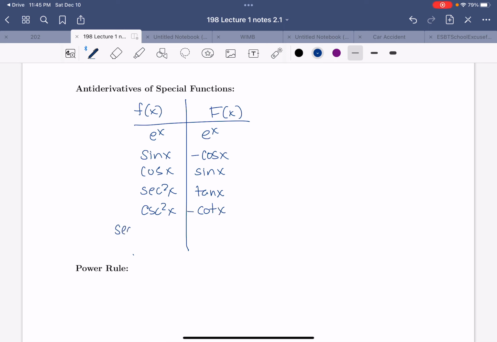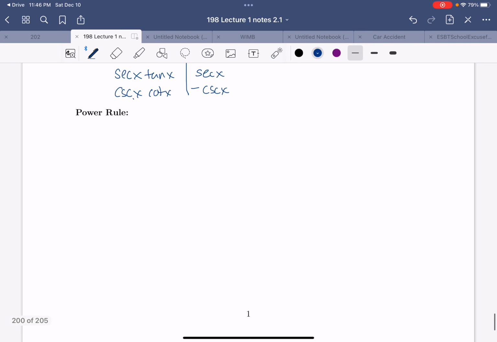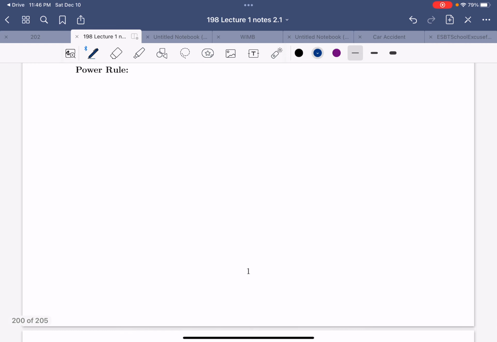Secant x tangent x: the antiderivative for that is secant x, because that's the derivative of secant x. And the same thing for cosecant x cotangent x. The antiderivative there is negative cosecant x. So that's our quick list of special functions, the ones we know that we can go backwards from. We also want to be able to undo our power rule.